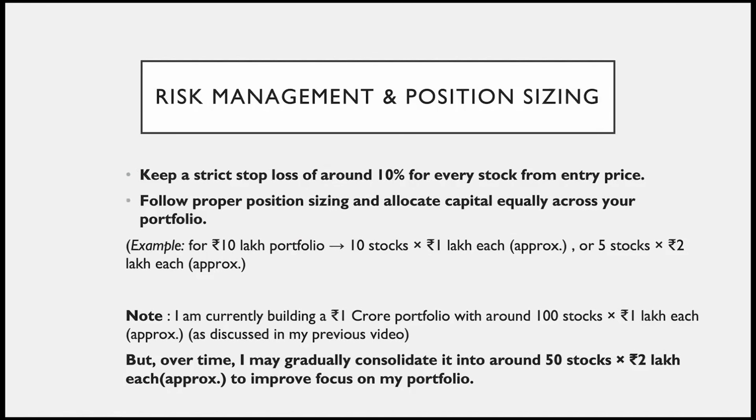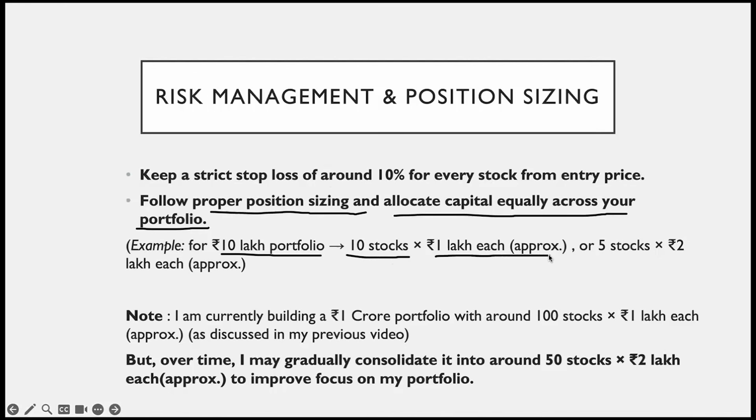Okay, next is risk management and position sizing. I already discussed this in the previous video, but let me discuss it here again. Keep a strict stop loss around 10% of every stock from the entry price. Follow proper position sizing and allocate capital equally across your portfolio. For example, suppose you have a 10 lakh portfolio. Select 10 stocks and allocate 1 lakh each, or select 5 stocks and allocate 2 lakh each.